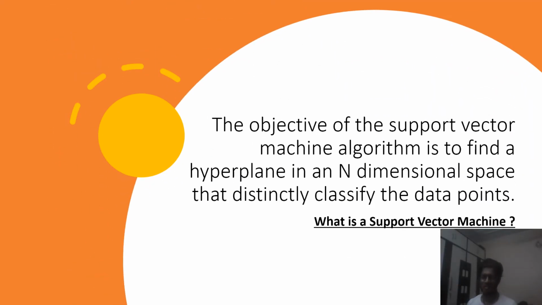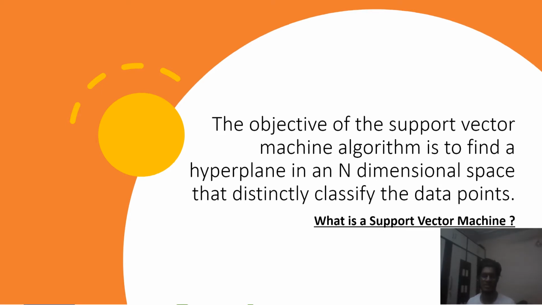So, what is a support vector machine? It is basically an algorithm that finds a hyperplane in an n-dimensional space to distinctly classify the data points. That's the entire objective of a support vector machine.